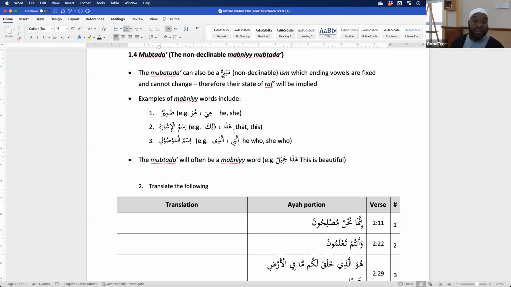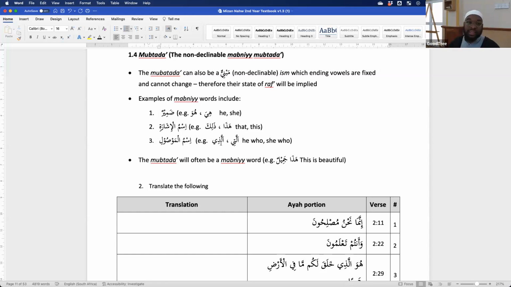What type of table do you want? Do you want a desk or a kitchen table? You want a desk. The word desk is maktabun. Hadha maktabun. This is a desk. Excellent. Tayyib. The next one is ismul mawsul.